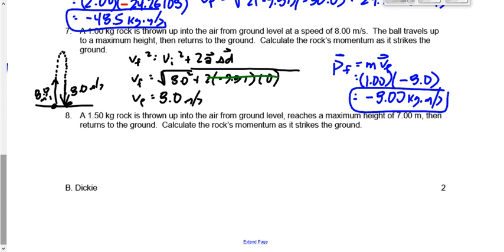Okay, number 8. Number 8 says, a 1.5 kilogram rock is thrown up into the air from ground level, reaches a max height of 7, and then returns to the ground. What's the rock's momentum as it strikes the ground? For this one, we don't know what its initial velocity is. It's the same type of question, except that this one, we have to find the final velocity in a different way, with a different equation. It's still principle 1, right? It's still accelerated motion. We just did it in a different way. Any ideas here? Before I tell you what I did, I'd like to hear what you did if you got it.